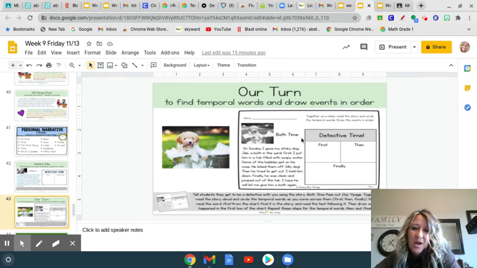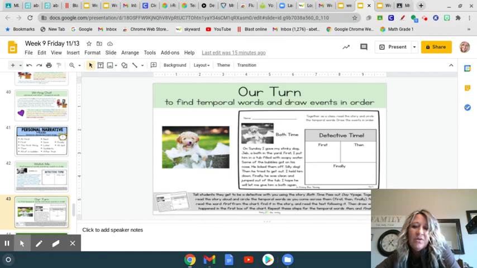Bath Time. On Sunday, I gave my stinky dog Jeb a bath in the yard. First, I put him in a tub filled with soapy water. Some of the bubbles got on his nose. He licked them off, silly dog. Then he tried to get out. I held him down. Finally, he was clean and jumped out of the tub. I hope he will let me give him a bath again.